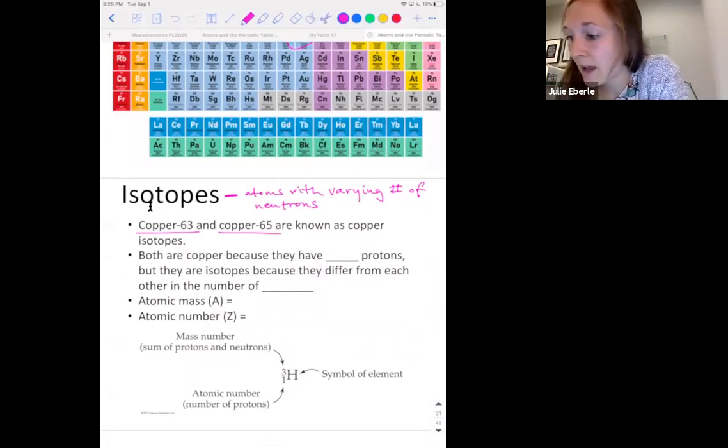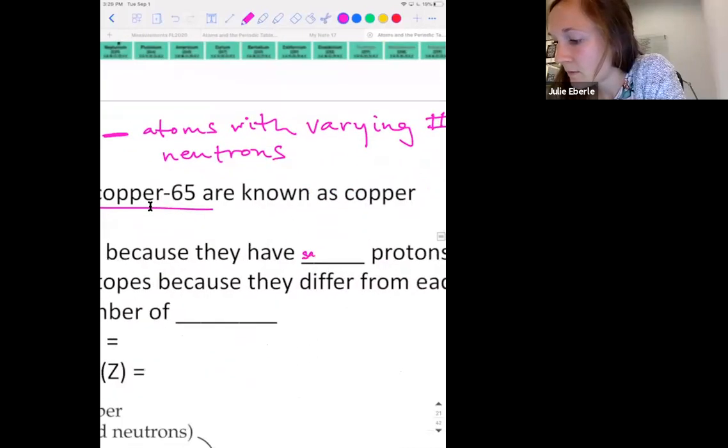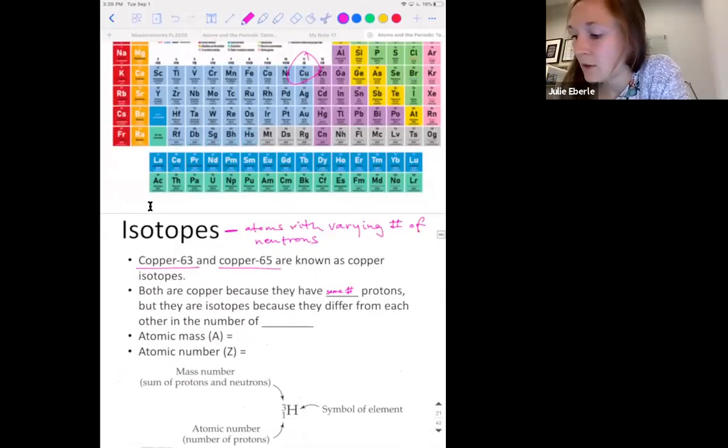Both are copper because they have the same number of protons. Okay, but they're isotopes because they differ from each other in the number of neutrons.